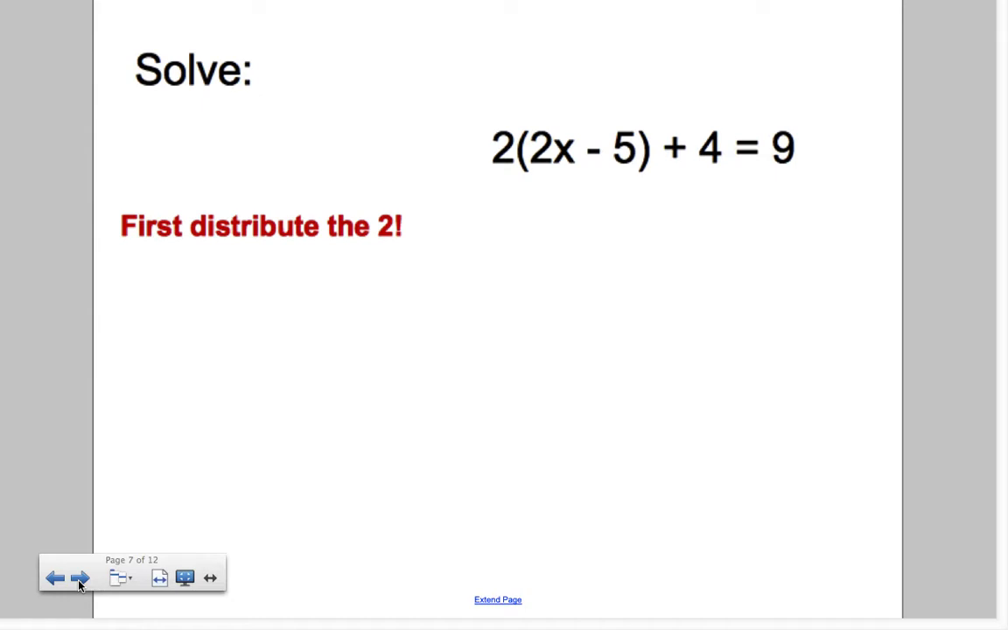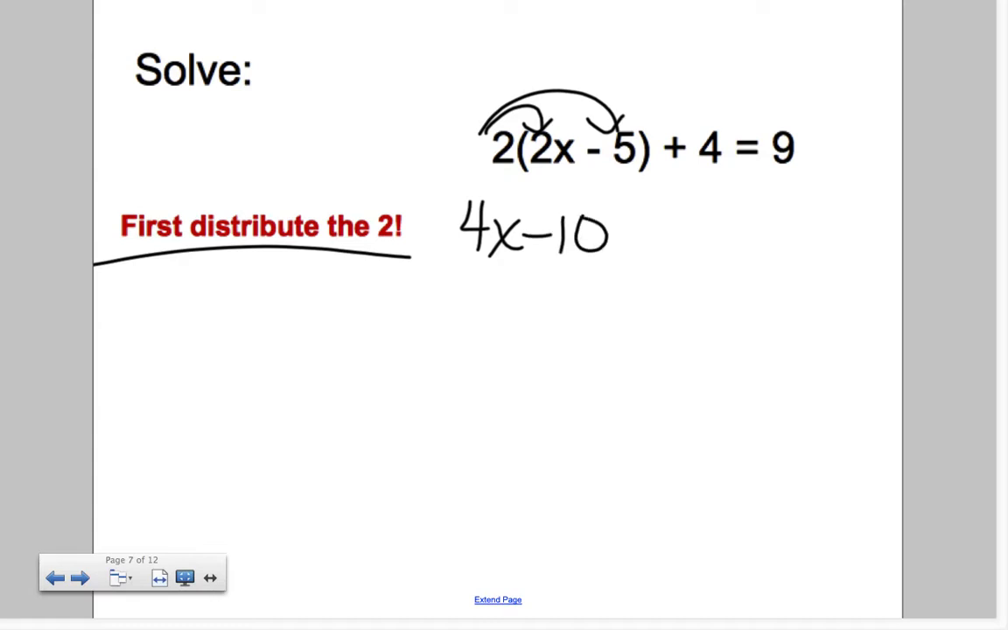What are we distributing? 2. It tells you right here. All right, so 2 times 2x is? 4x. And 2 times negative 5 is? Negative 10. Are we going to distribute the 2 to a positive 4? No. Why?